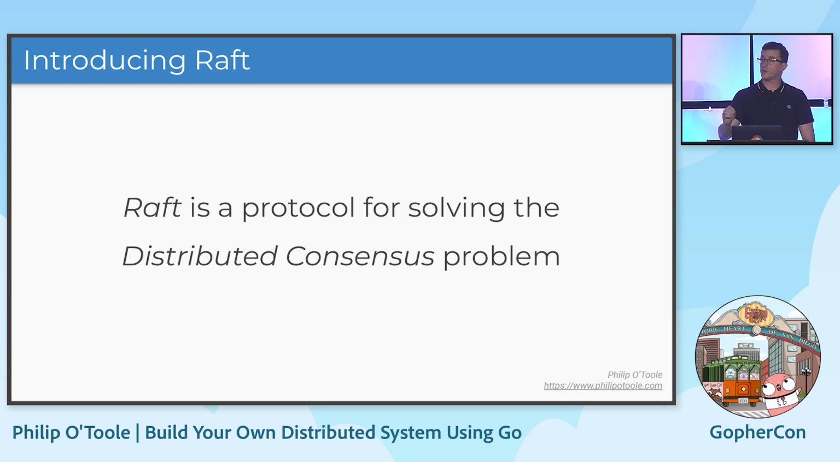So Raft is a protocol for solving the distributed consensus problem. It was created in 2014 by Diego Ongaro and John Ousterhout at Stanford. And one of its main goals was to create a protocol that was easy to understand and that would encourage system builders and programmers like all of us to build more effective and reliable distributed systems.